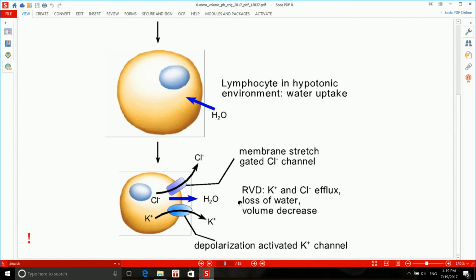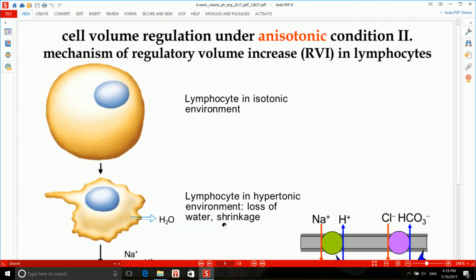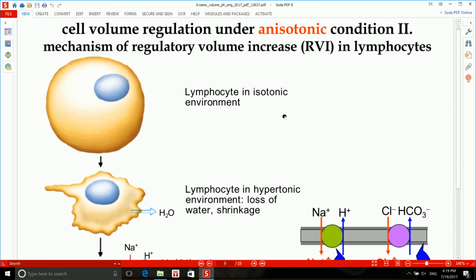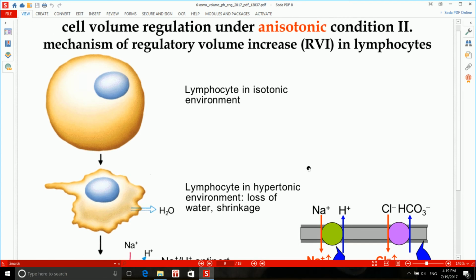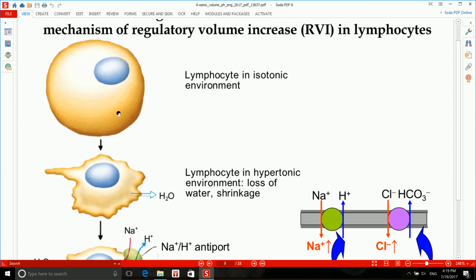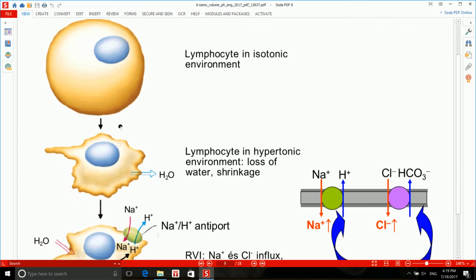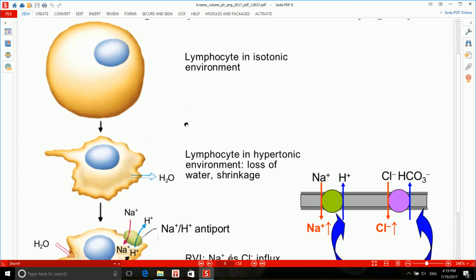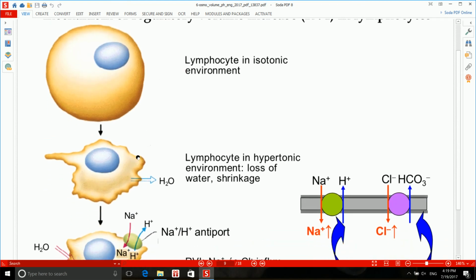Now let's talk about the exact opposite situation. What if we put these cells in a hypertonic situation, which is again another type of anisotonic condition, a hypertonic condition. Well, in a hypertonic condition, first we've got the cell, then as you know, hypertonic is exactly the opposite of hypotonic, so we're going to have a large concentration of inorganic ions outside the cell. So the water molecules will try to leave the cell and the cell will shrink.